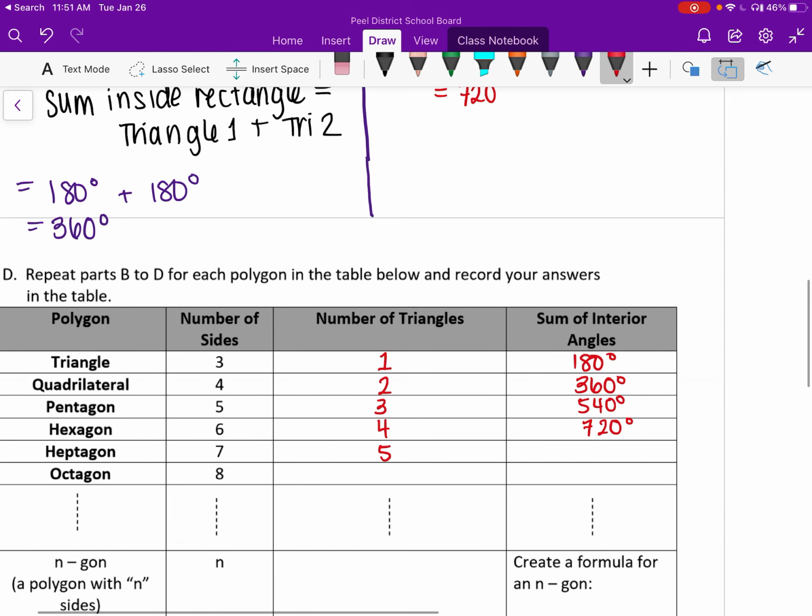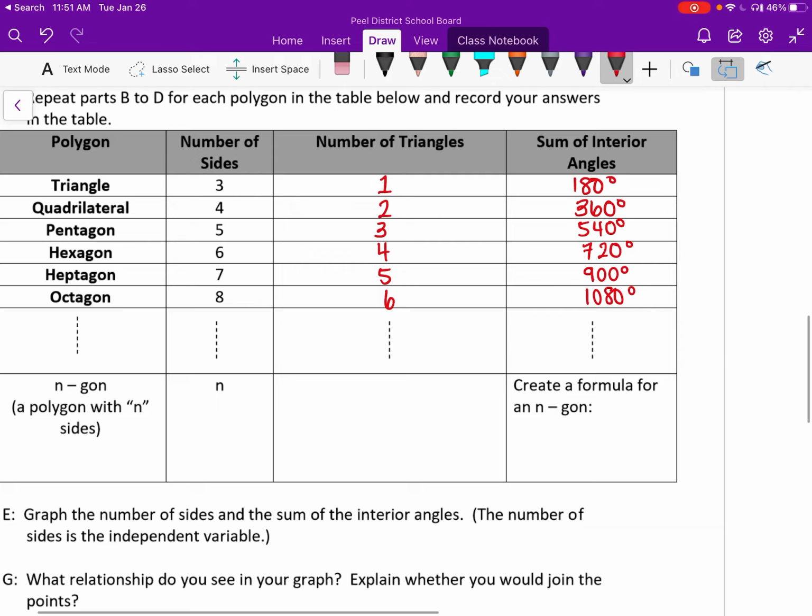For a heptagon, which has 7 sides, there were 5 triangles, and it added up to 900 degrees, right? And then for an octagon, there were 6 triangles in there, and it added up to 1080 degrees. Okay, and so on and so forth. So an n-gon is just a polygon with any n number of sides. So when we were looking for a 20-gon, which meant that it had 20 sides, right?